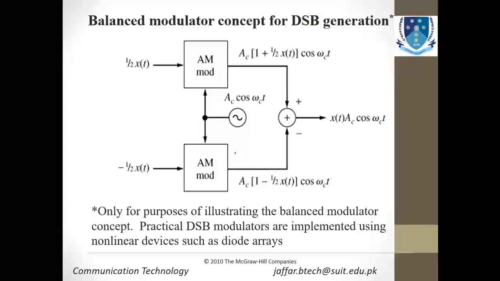This is a block diagram of the balanced modulator. There are two modulators to which we have provided the same carrier, and in one the input was plus 1 by 2 of xt, and in the second one minus 1 by 2 of xt. The only difference is the sign, and in the end you get the actual equation that you transmit through the medium.